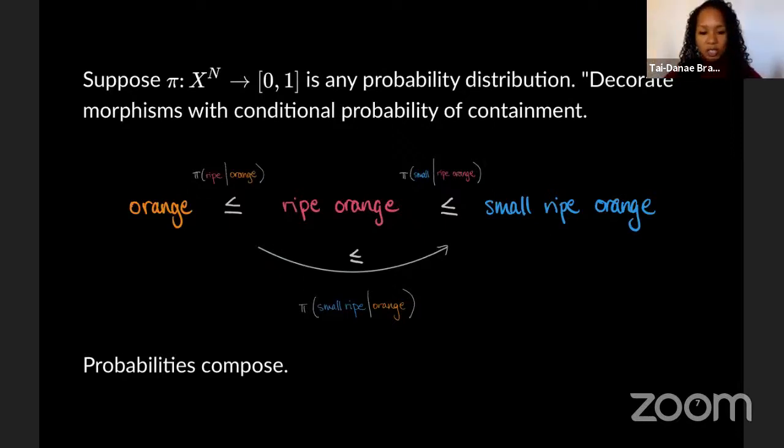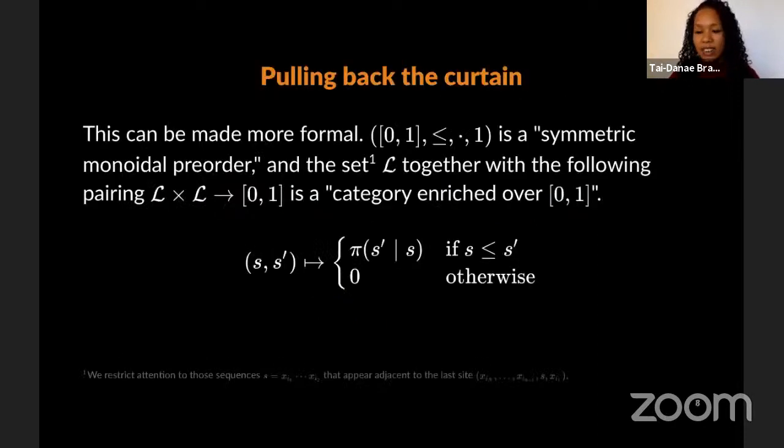I have a joint distribution and I get conditional probabilities and I decorate them in this way and they compose. All of this can be wrapped up in a nice formal mathematical way. That's what's on this screen. There are some words here that I haven't introduced, but let me just say them quickly for those who are familiar with some more categorical ideas. And I just want to mention this to let you know that there's some nice mathematics lurking in the background. So here's kind of pulling back the curtain.